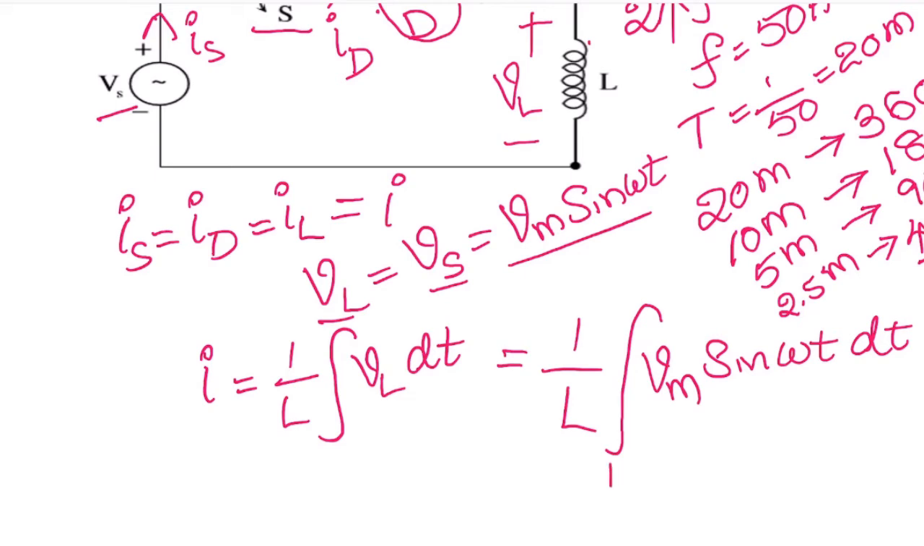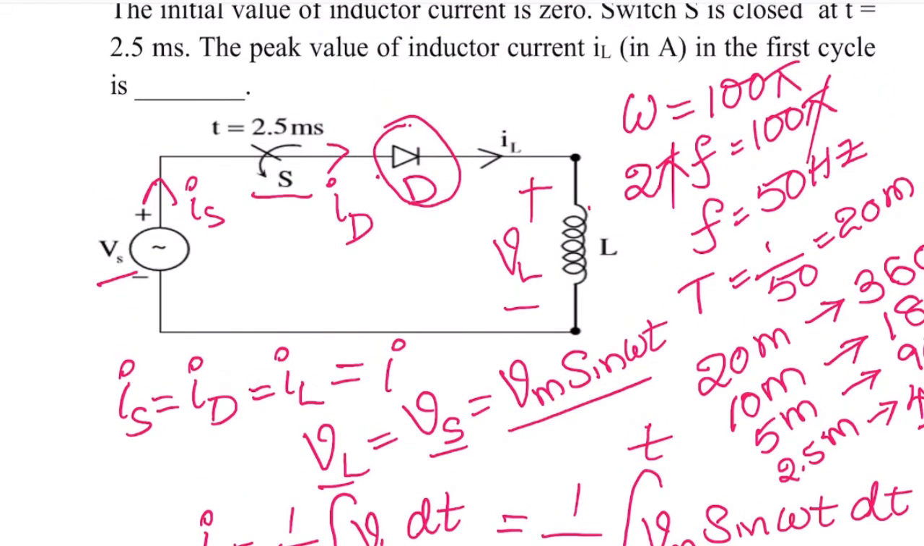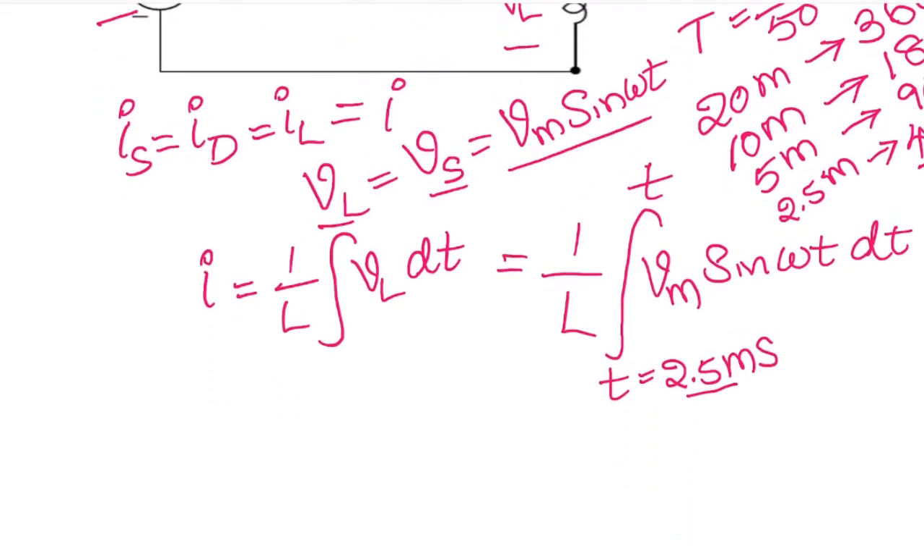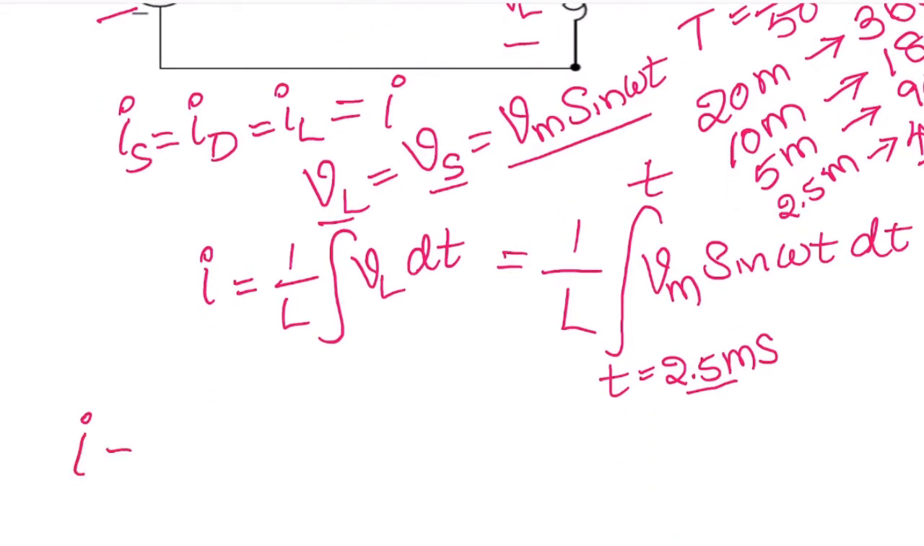Now, where the switch is started, the switch is closed, it is not at 0. It is started at 2.5 milliseconds. Then where it is ending, I don't know that. That is the reason I am indicating it as T. If the switch were not there, then the diode would start conducting at 0, and the time would be assumed to be 0. T is equal to 0. Then what is the current?